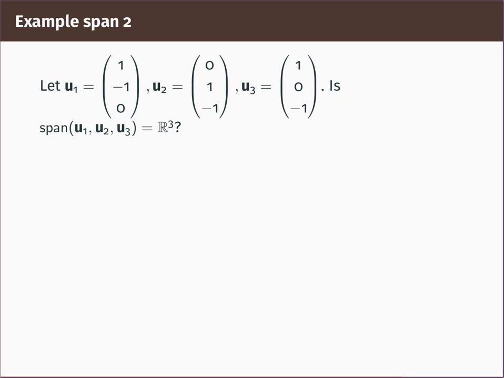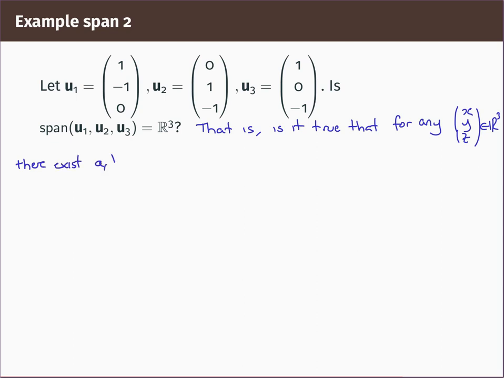So to solve this problem, let's rewrite it. What we're asking here is, is it true that for any element (x, y, z) in R cubed, there exist a, b, and c in R such that a u1 plus b u2 plus c u3 equals (x, y, z)?